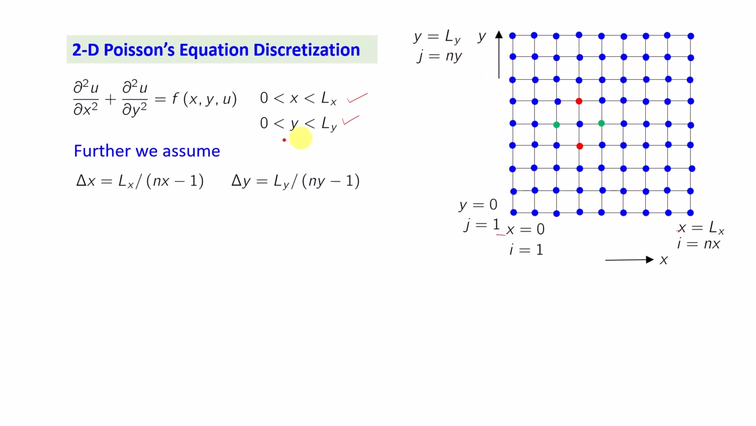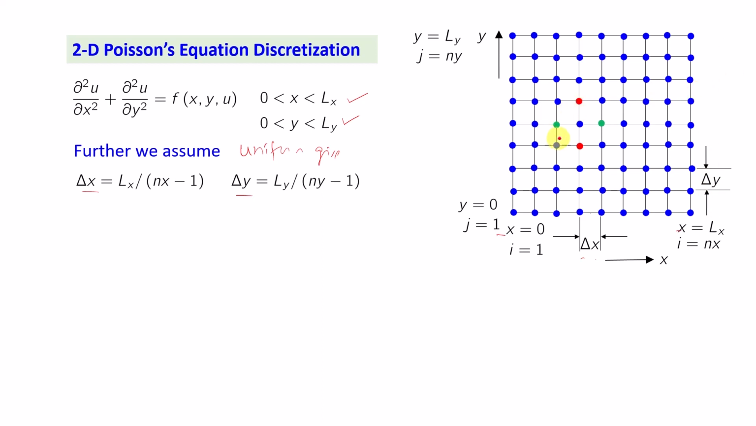Further, for simplicity, we assume a uniform grid, which means delta x and delta y we can just calculate as the total length divided by the number of divisions. This delta x and delta y are uniform. They may not be equal to each other, but they are uniform, which means this delta x is the same at all points. Similarly, delta y is the same at all points as I go in the y direction.